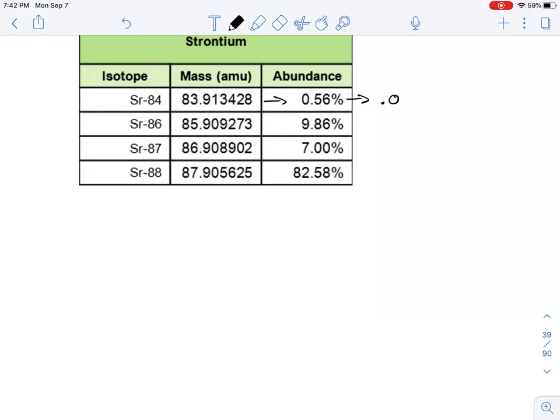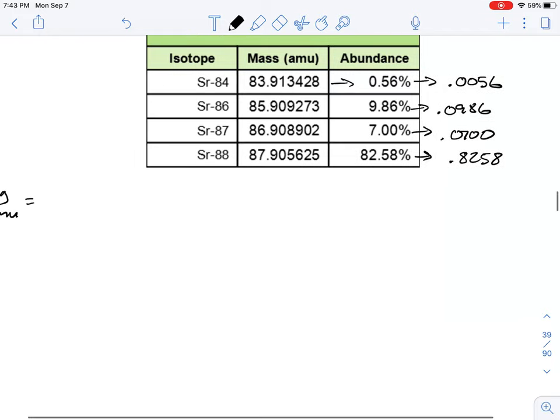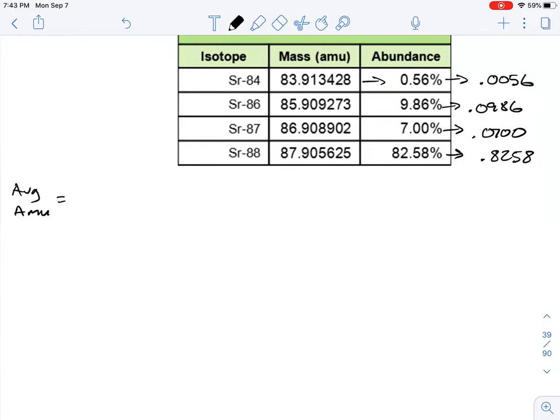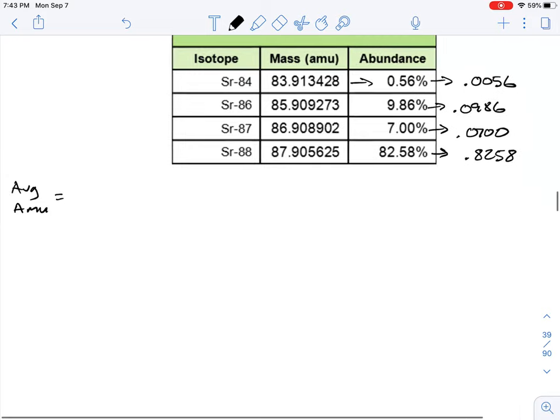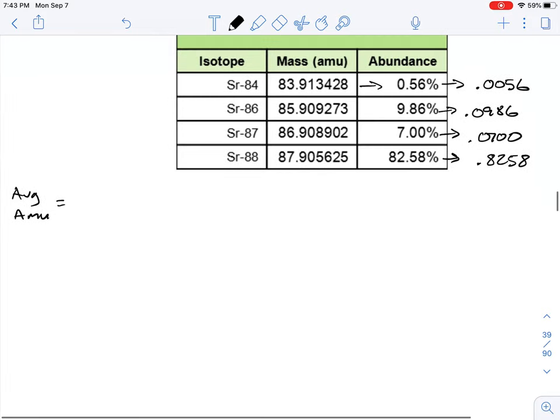So it's going to be 0.0056, and it's going to be 0.0986. This is simply going to be 0.0700, and then this is going to be 0.8258. Okay. So that's a common mistake that a lot of students make. They don't divide the percent by 100 when they put it into the calculation. So just be aware of that.